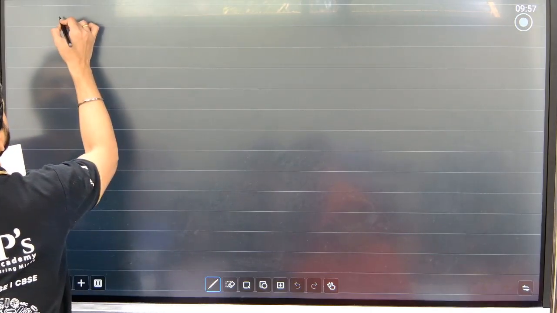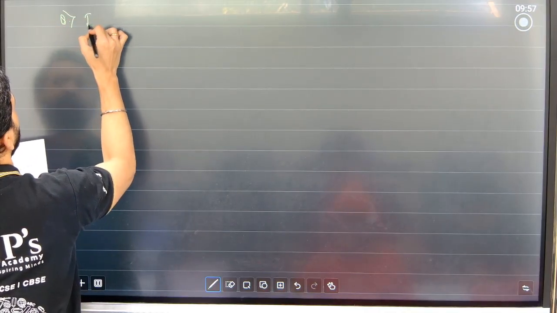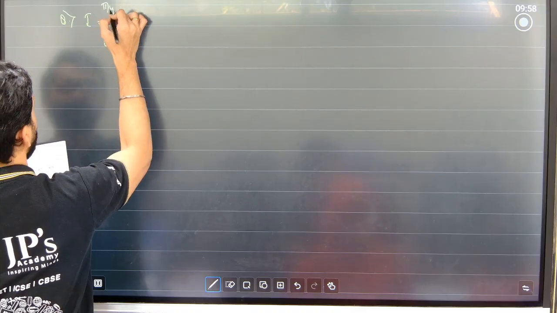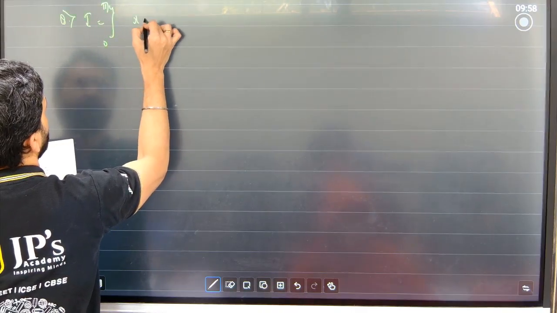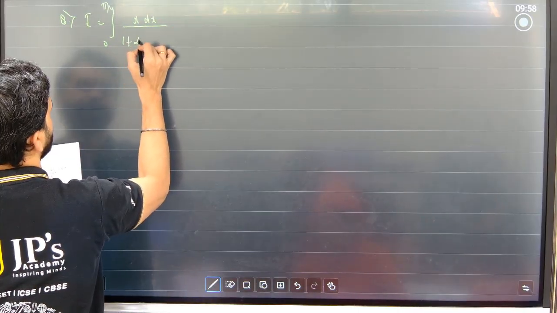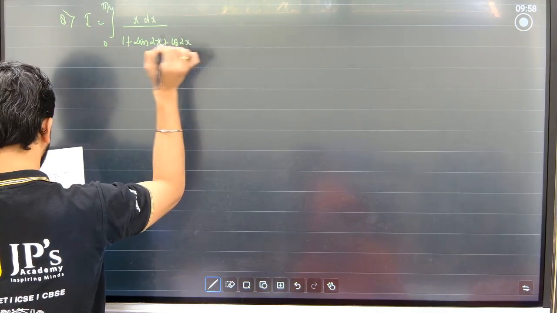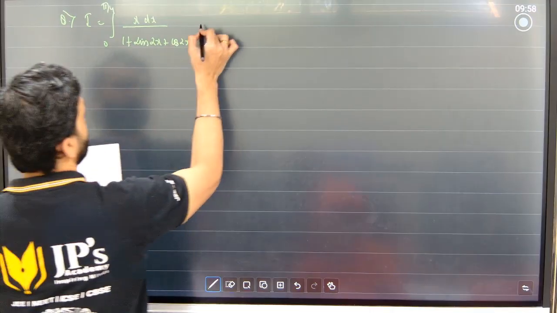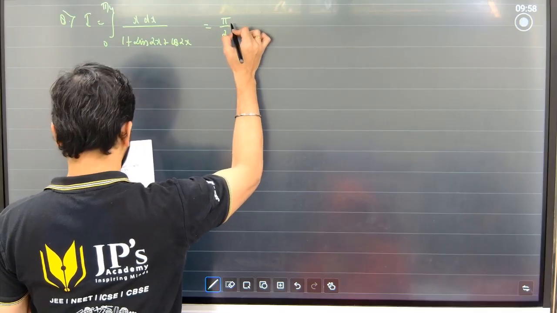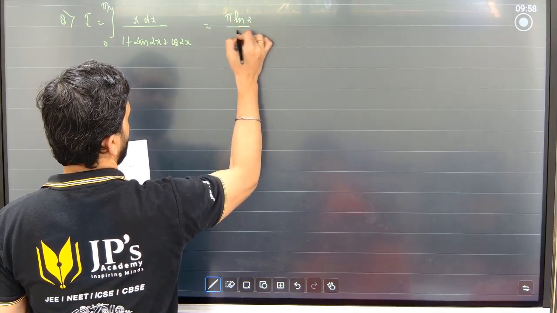If I take this question, let's do one more question of this. I is equal to integration 0 to pi by 4 of x dx upon 1 plus sin 2x plus cos 2x. And the answer is also given: pi by 2, pi ln 2 by b.